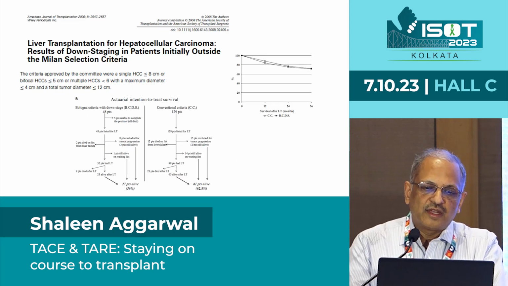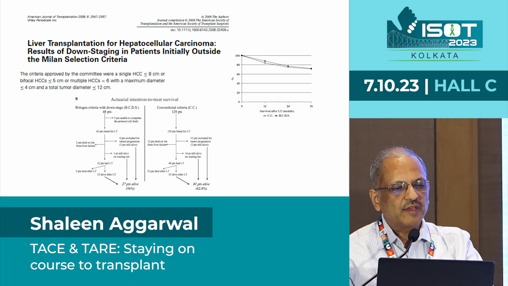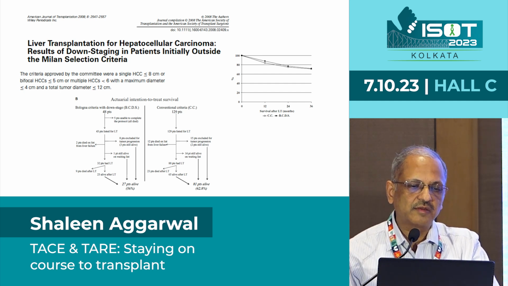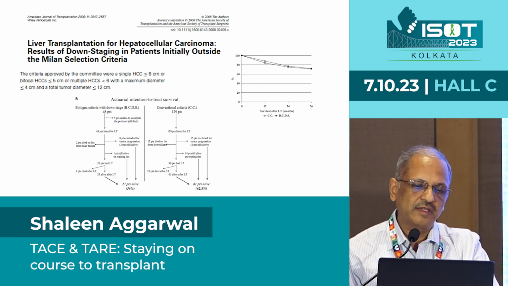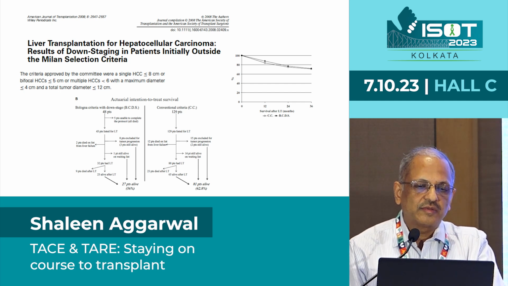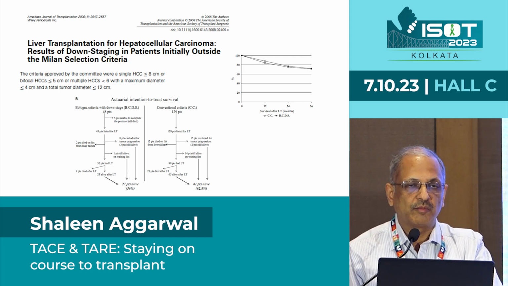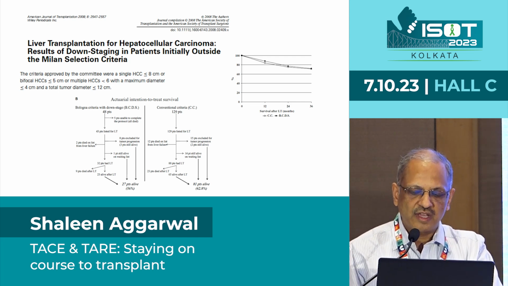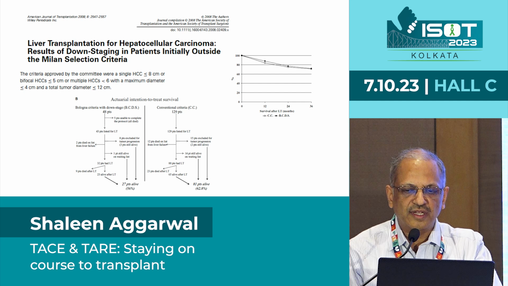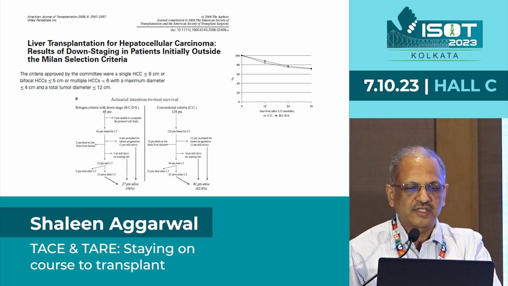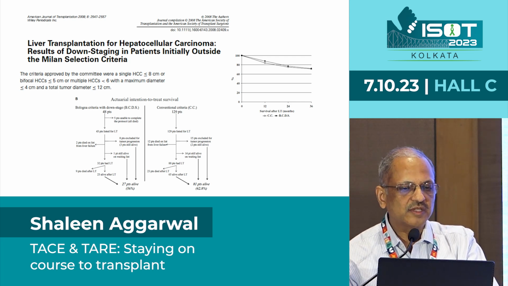Now coming to downstaging, it was way back about 15, 16 years ago that this was a result. This was a retrospectively performed study published from Italy, and they showed that if you expand your criteria beyond Milan, a moderate expansion to somewhere a little beyond UCSF, then you can get survival similar to those within Milan criteria after downstaging. And subsequently, a number of studies have been published.